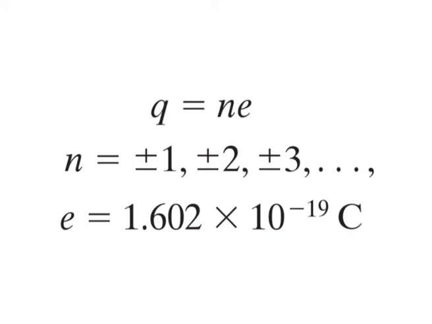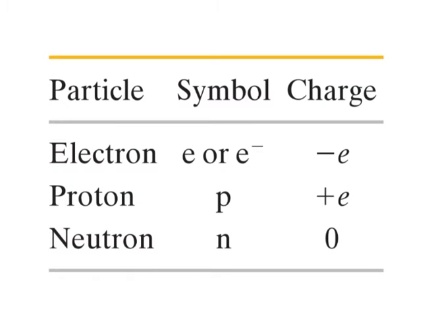Any positive or negative charge q that can be detected can be written as q = ne, where n can be ±1, ±2, ±3 and so on. Here e is the elementary charge, which has the approximate value of 1.602 × 10^-19 coulomb. The elementary charge e is one of the important constants of nature. The electron and proton both have a charge of magnitude e.